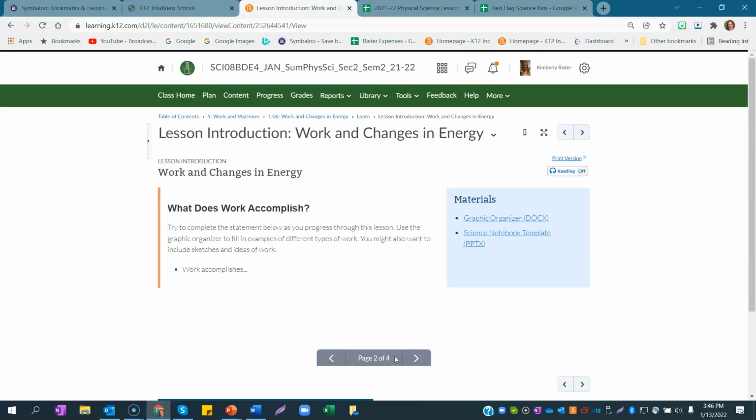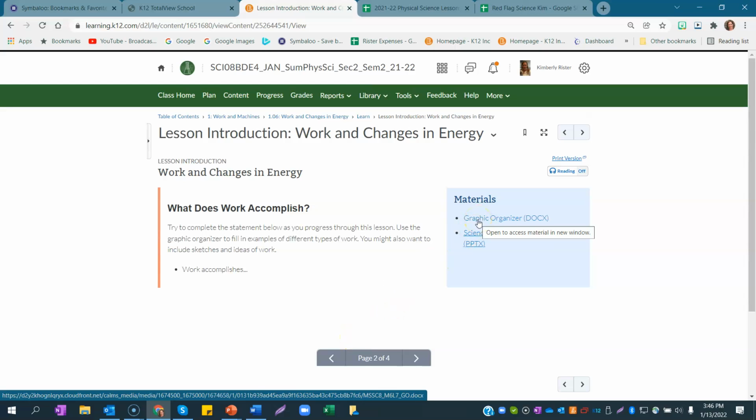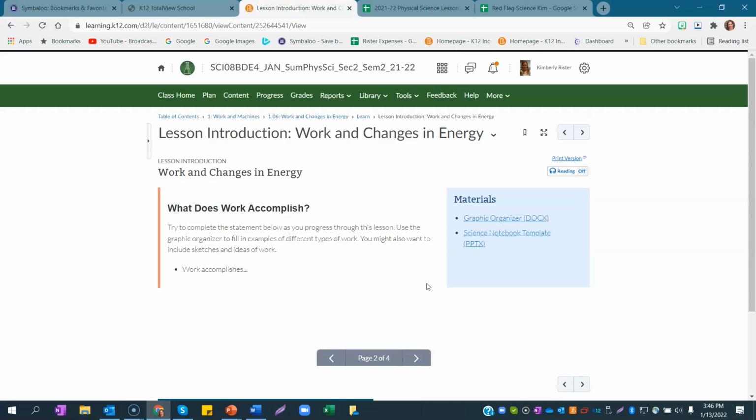Try to complete a statement below as you progress through the lesson. Use the graphic organizer to fill in examples of different types of work. You might also want to include sketches and ideas of work. The graphic organizers are not required, but they are very helpful in helping you put together ideas from the lesson. You can add them into your notebook if you would like. You can even submit them with your notebook if you would like. But I definitely encourage you to open them up and go through and try to fill them in as you go. It just helps the concepts that we're talking about in the lesson to make more sense.